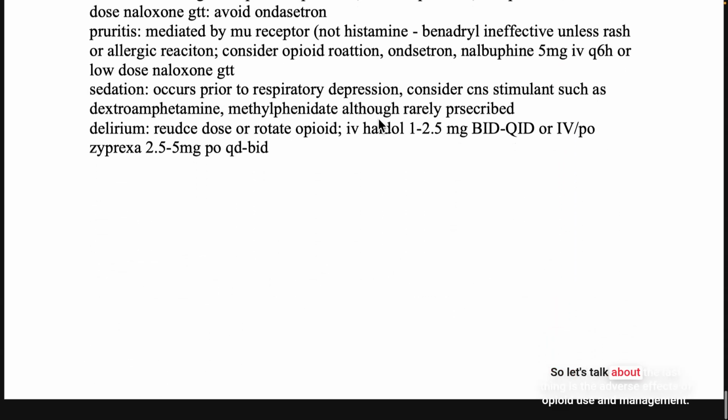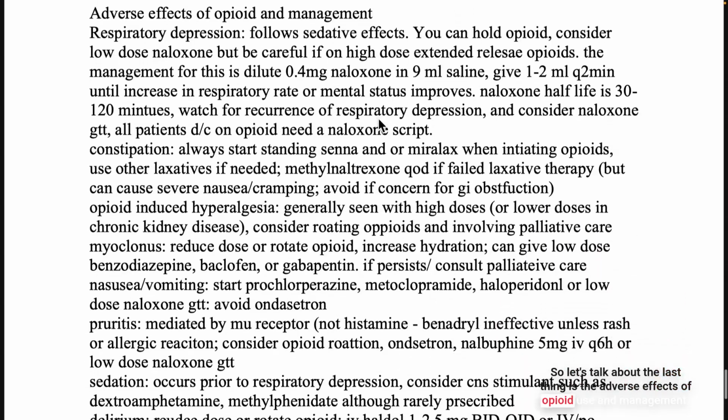So let's talk about the last thing, the adverse effects of opioid use and management. So here are the adverse effects. You have respiratory depression, so basically a patient can stop breathing. What you want to do is dilute 0.4 milligrams naloxone in 9 milliliters saline, and give 1 to 2 milliliters over 2 minutes, and you can do it until their respiratory rate improves. You have to watch out for recurrence of respiratory depression once the naloxone is stopped. You can consider the naloxone drip if the patient has respiratory depression.